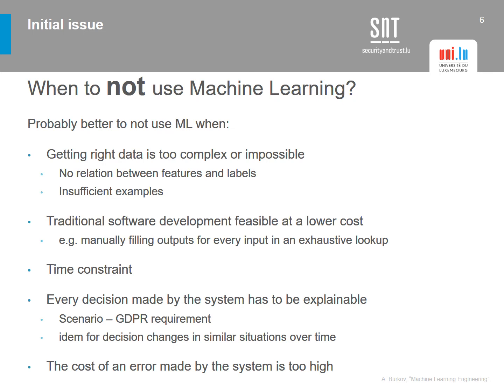It's probably better to not use machine learning when getting the right data, getting good data, is too complex or impossible. In that case, if we cannot get data, we cannot learn from it. Also, if we can only get bad data, or data that doesn't really correspond to the task that we have, it will be difficult or impossible to learn.